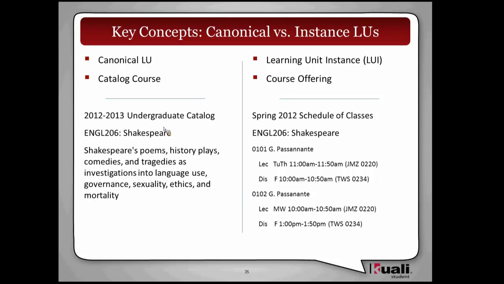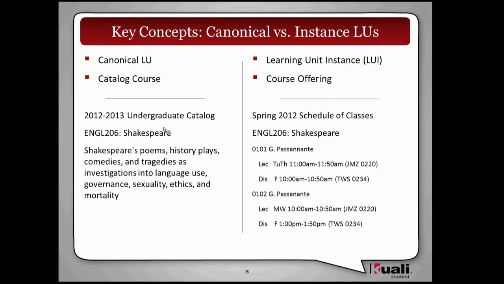The other side of that is the actual instance of that canonical course. So in this case, we kind of call it the course offering. So I might have English 206, for example, that's my Shakespeare course. It was probably approved in 1952. It's probably gone through many versions as they've updated the description over time. But it's an active course that we've had for a long time.